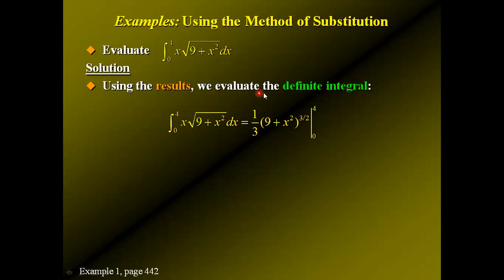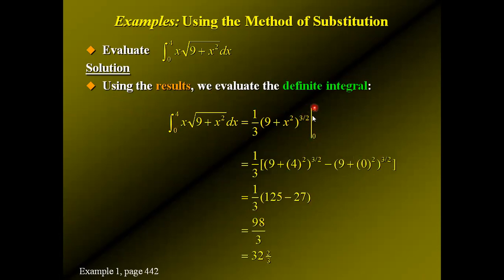Using the result, you can find the definite integral. This definite integral can be written as 1 by 3 into 9 plus x square, to the power 3 by 2, just putting definite values, upper limit and lower limit. Putting upper limit x equals 4 in this function, we get this one. Then minus, putting the lower limit in this function, we get this one. In place of x, we have to put the values. So we get this result.